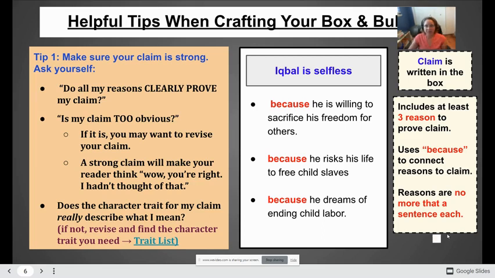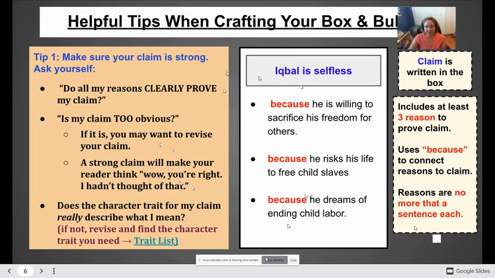So some ways to know if your claim is strong, and now is a good time to be thinking about this because if you need to change your claim, like you don't think he's selfless anymore, you don't think he's brave, you don't think your character is whatever, now is a good time to change it because you're looking at your reasons and you want to think, do your reasons really support your claim? Does this make Iqbal selfless or does it make him something else? If it's too obvious, maybe you're going to want to revise, or maybe you think it's a strong one and the reader's going to say, wow, I hadn't thought of that. Like, that's a really good idea. That's the one you're going for.